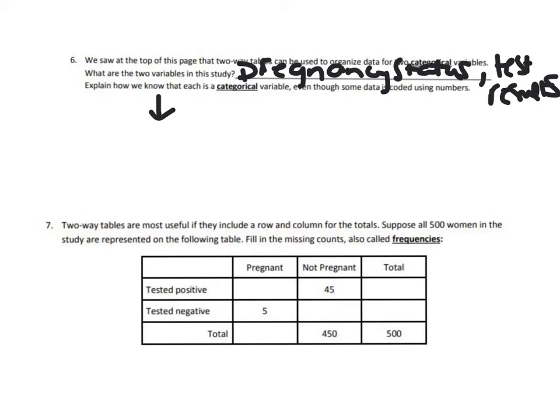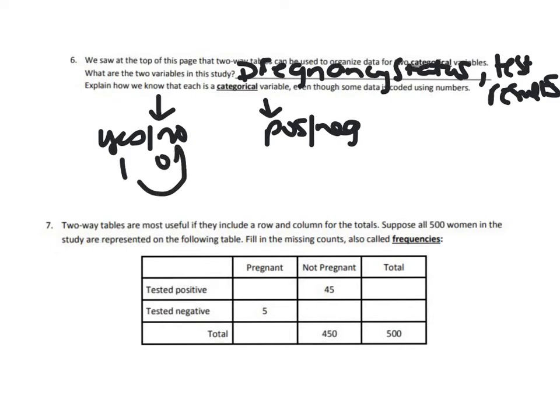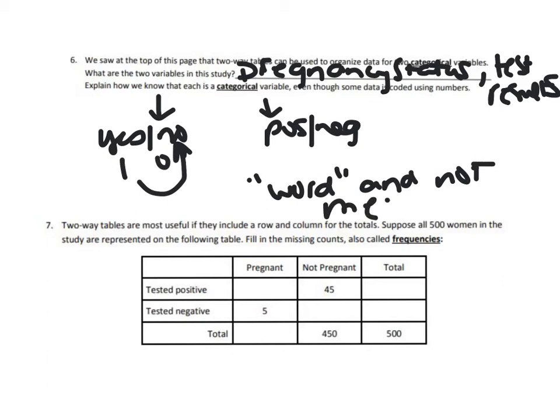So basically we know that they're categorical because you're either answering yes or no, and you're answering positive or negative. So even though for pregnant or not pregnant, you answered a 1 or a 0, it's still not measuring anything. That's still binary. It's still categorical. So you basically answered with words and not measurable numbers. 1 and 2 are not measurable numbers. We would not consider those measurable numbers when they're binary.